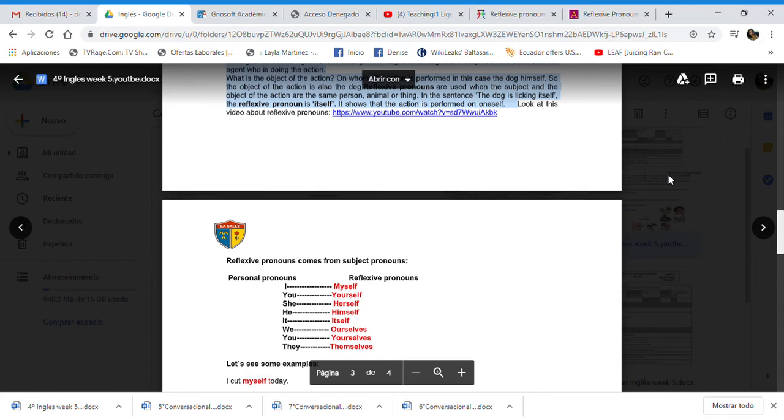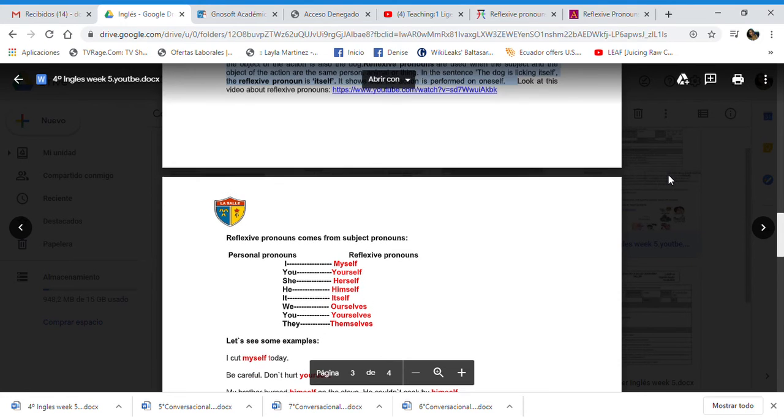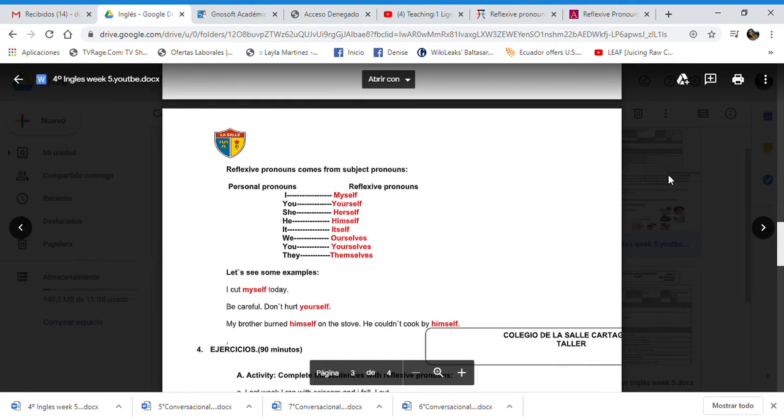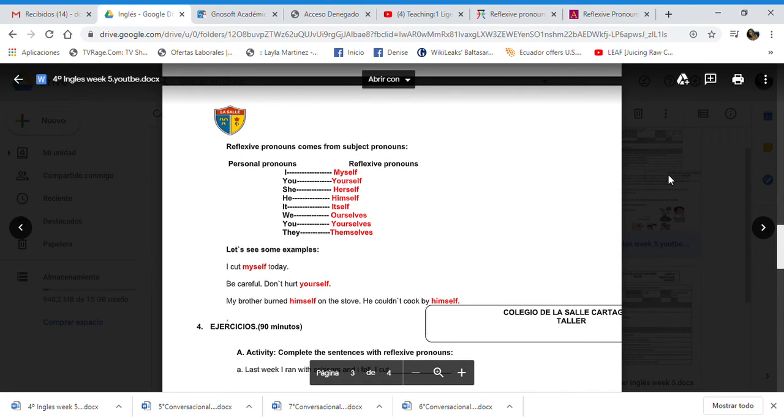Reflexive pronouns come from subject pronouns. So, all the personal pronouns or subject pronouns have a corresponding reflexive pronoun. For example, I, myself; you, yourself; she, herself; he, himself; it, itself; we, ourselves; you, yourselves; they, themselves.